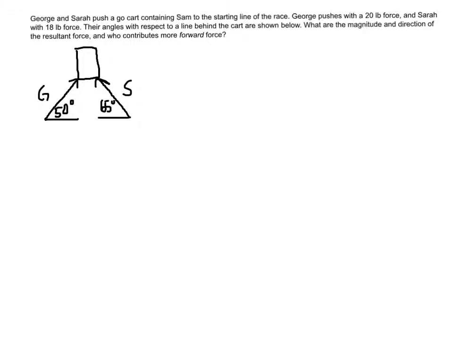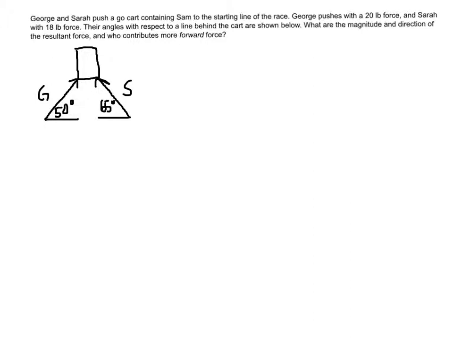So this is the third problem on our worksheet, talking about George and Sarah pushing a go-kart. George pushes with a 20-pound force and Sarah with an 18-pound force. Their angles with respect to the line behind the cart are shown in the picture I have drawn down there for you. It says, what are the magnitude and direction of the resultant force, and who contributes more forward force? So, we have George and Sarah pushing on this cart at different angles.